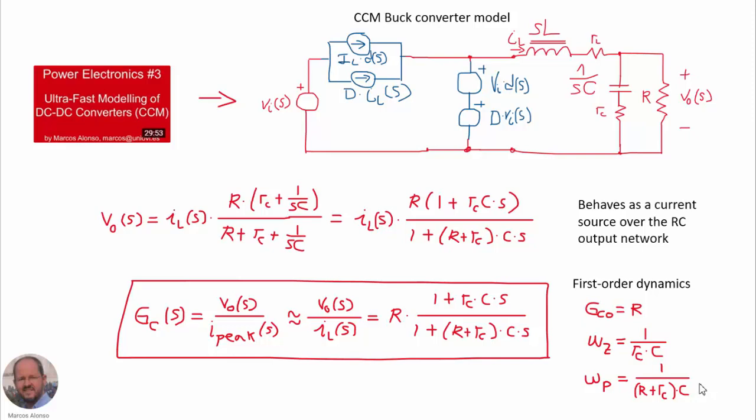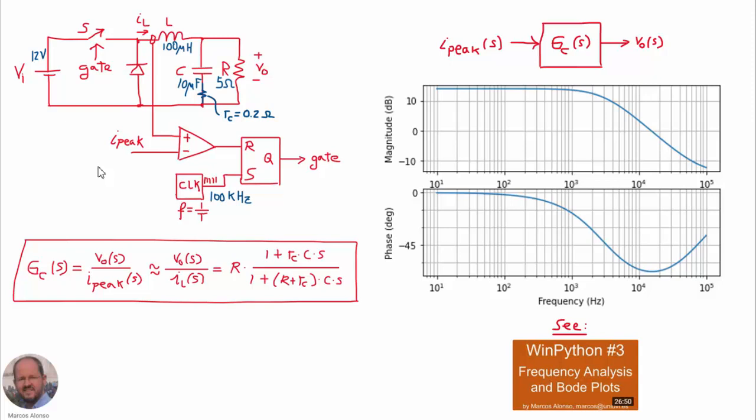So now we are going to check our model with the same example that we have seen before. Here we have selected for the series resistance of the capacitor a value of 0.2 ohms. So here we have the transfer function from which we have plotted the Bode diagrams of the transfer function GC. Here we have the magnitude and here we have the phase. These Bode plots have been obtained using WinPython, so if you are interested in how to do this, then you can take a look at this video, WinPython number 3, frequency analysis and Bode plots.